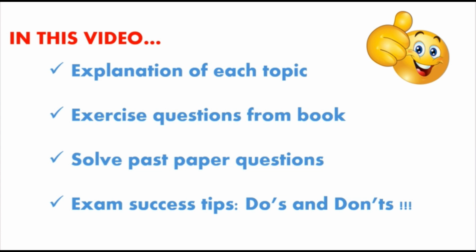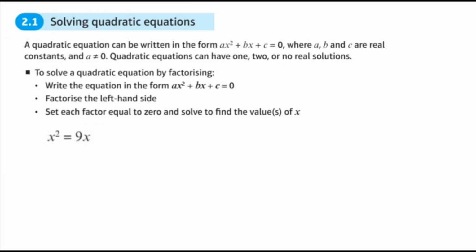Let's start our journey. Topic 2.1 Solving quadratic equations. A quadratic equation can be written in the form ax squared plus bx plus c equals 0, where a, b, c are real constants and a does not equal 0. If a equals 0, this will become a linear equation, so a not equal to 0 is a very important condition. A quadratic equation can have 1, 2 or no real solutions.